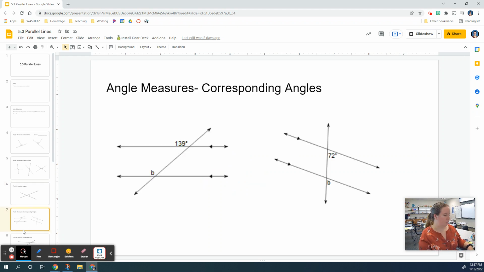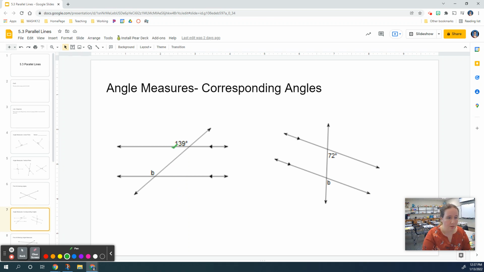Now we're going to extend this. So we're going to talk a little bit about corresponding angles. Okay, so a corresponding angle is when I have these two parallel lines and then a line that goes through the two parallel lines. And the name for that line is called a transversal.